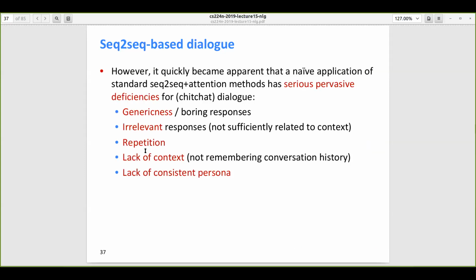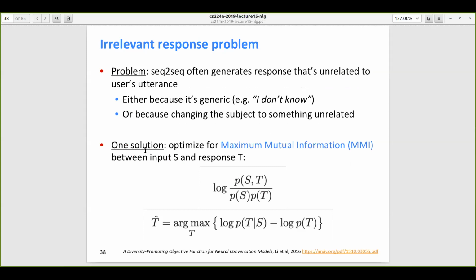So these are some of the problems. One of them is the irrelevant response problem. The dialogue system that's trained using some seq-to-seq model could produce some unrelated utterances. So when you say something, it could say something like, I don't know, these kinds of responses. To avoid that, there's something called maximum mutual information. I haven't really dipped into it, but it's something that you can use to optimize the outputs that are produced by the dialogue systems.